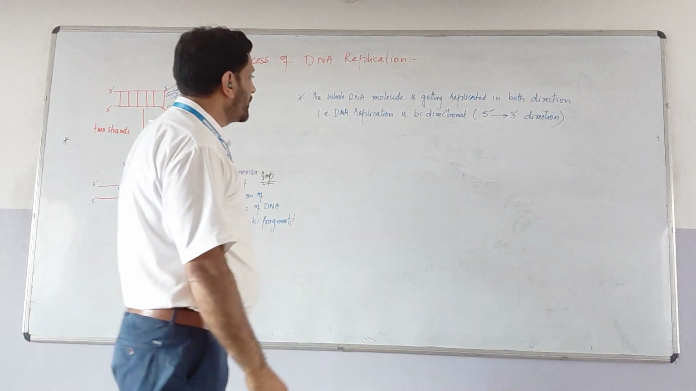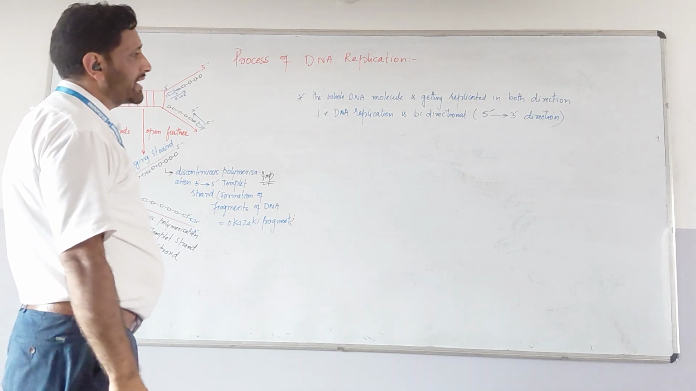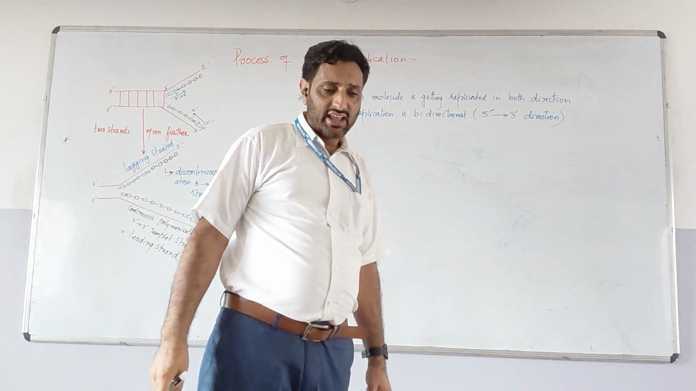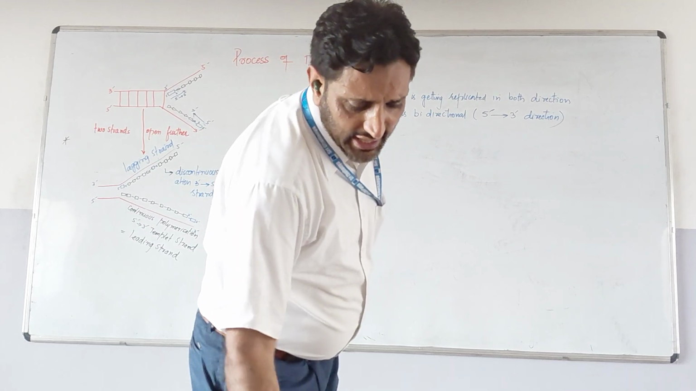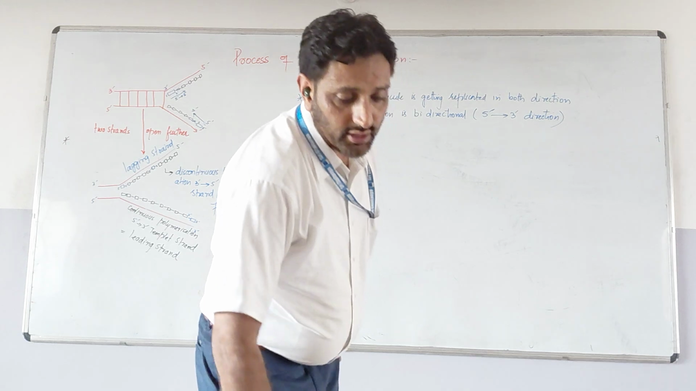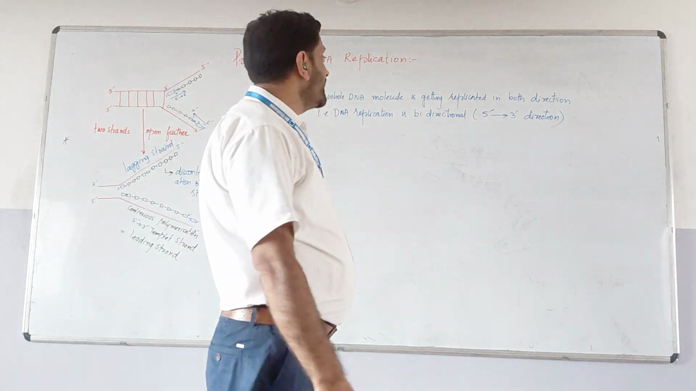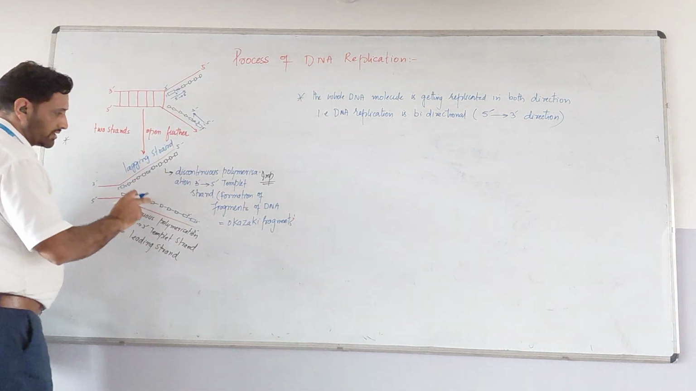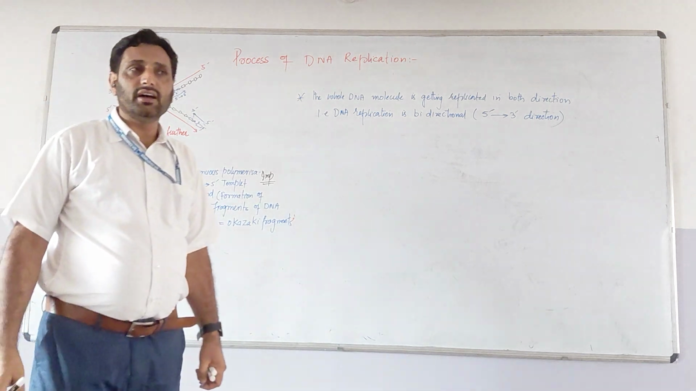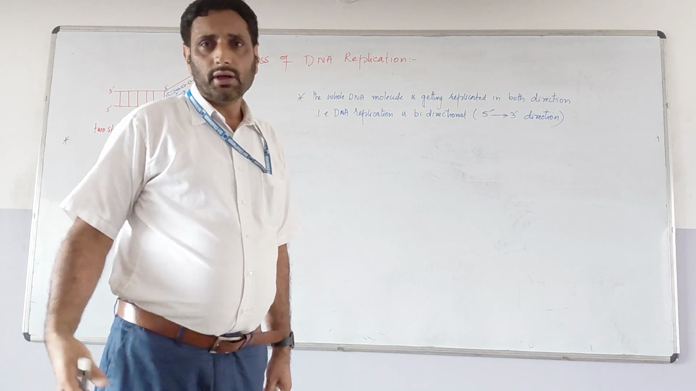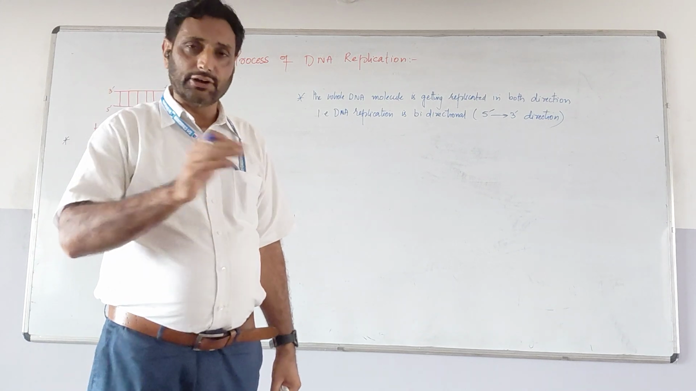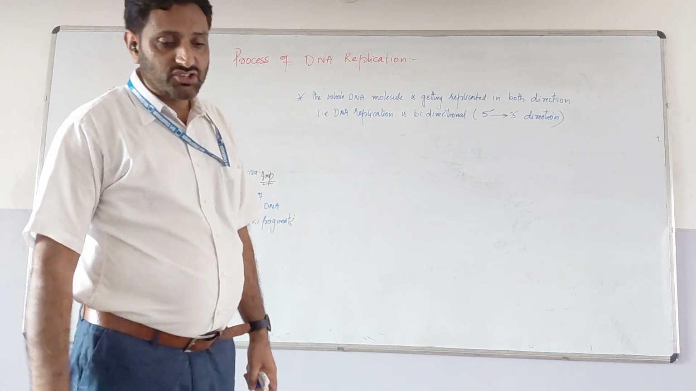So when the whole DNA molecule gets replicated, it gets replicated in both directions. That is, DNA replication is bidirectional. Sometimes some wrong bases are entered into these positions. They are removed by some enzyme, and the right base is introduced. That is called DNA repair.